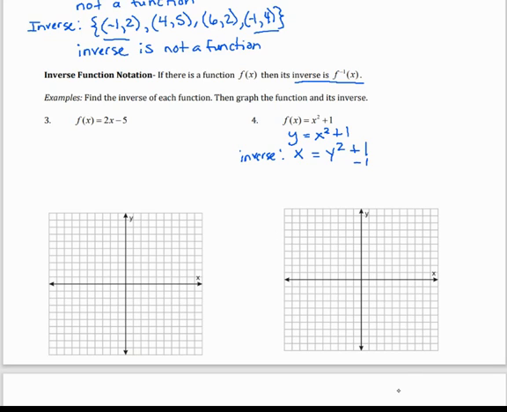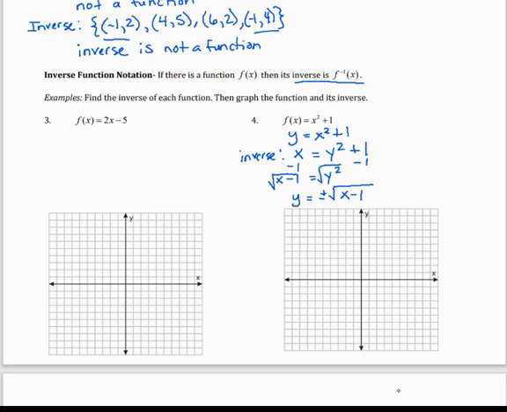So I would subtract 1: x minus 1 equals y squared. And now we take the square root. Remember, when you take a square root, that's a plus or minus. So I get y equals plus or minus the square root of x minus 1.